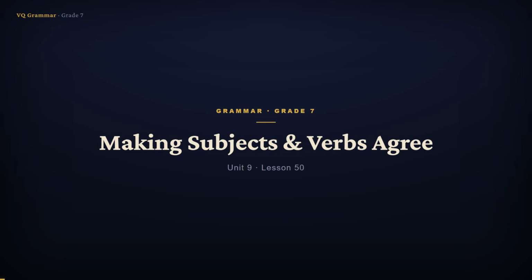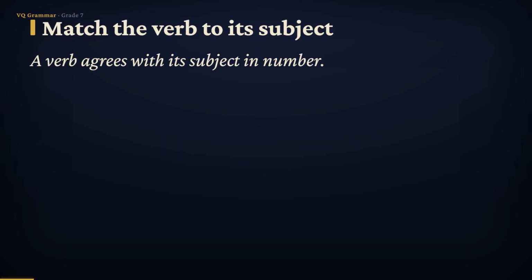This is Unit 9, Lesson 50, and we're beginning a brand new unit all about subject-verb agreement. It's one of those ideas that quietly shapes almost every sentence you write. By the end of today, you'll know how to make a verb match its subject perfectly, every single time. Let's get started. Here's the whole idea in one sentence.